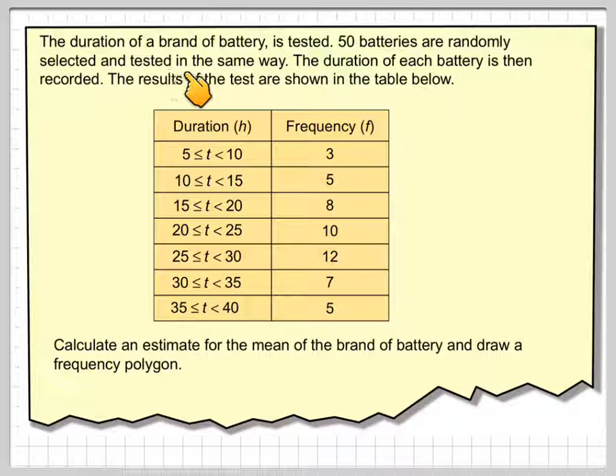The duration of a brand of battery is tested. 50 batteries are randomly selected and tested in the same way. The duration of each battery is then recorded. The results of the test are shown in the table below. So here we have the duration and here we have the frequency. So let's calculate an estimate for the mean of the brand of battery and draw a frequency polygon.